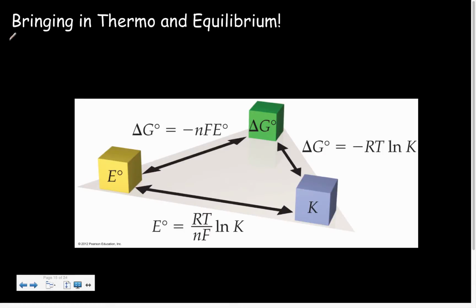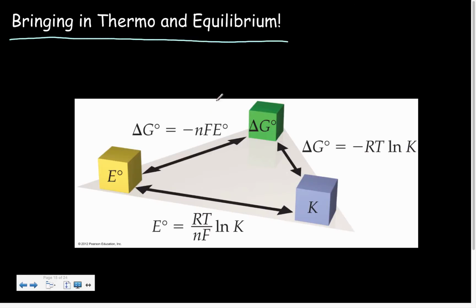Hello AP Chemistry and welcome to video number 3 where we're going to talk about incorporating some thermochemistry and some equilibrium into our electrochemistry. So if we take a look here, this is from several chapters ago, where delta G is equal to negative RT ln K.